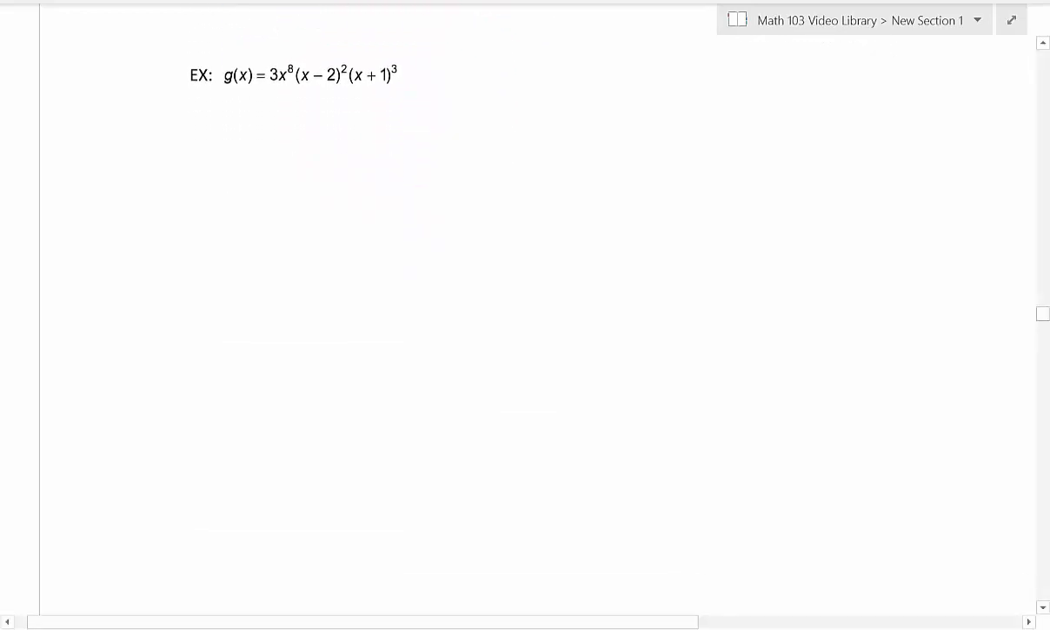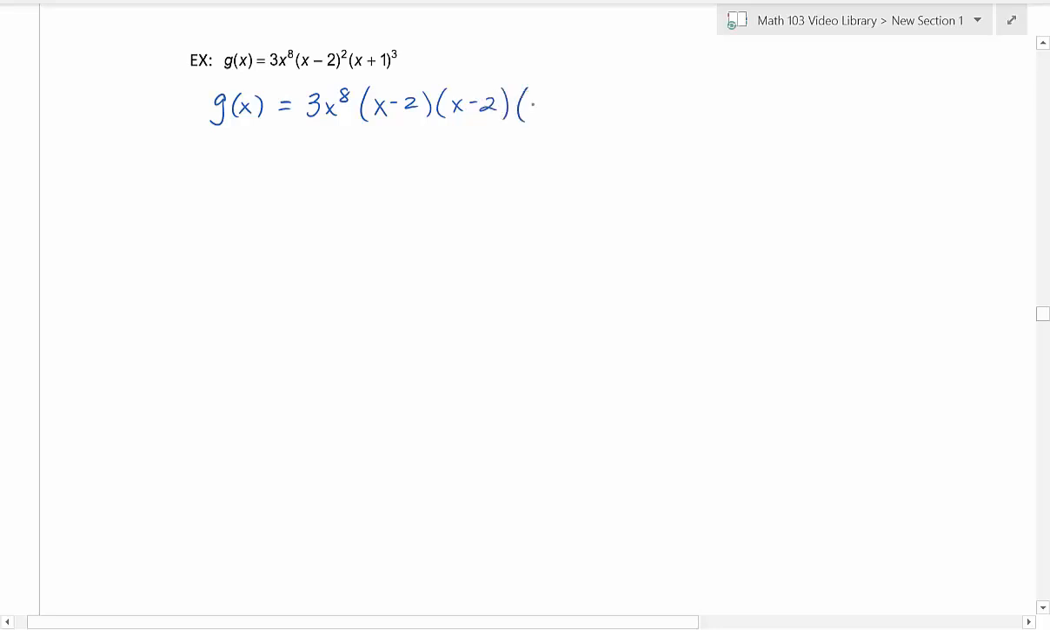Our next example looks a little bit different. G of x equals 3x to the 8th times x minus 2 squared times x plus 1 cubed. You'll notice this polynomial function is in factored form. Let's expand it into general form to help us identify the degree. So this will be g of x equals 3x to the 8th. Then we'll have 2 factors of x minus 2 and 3 factors of x plus 1.